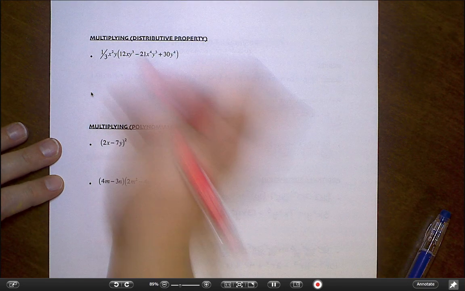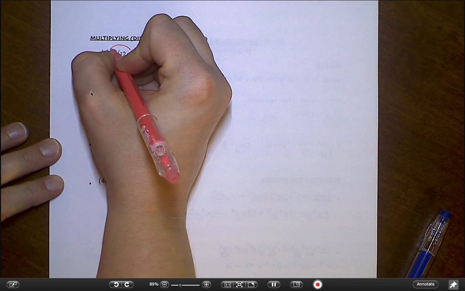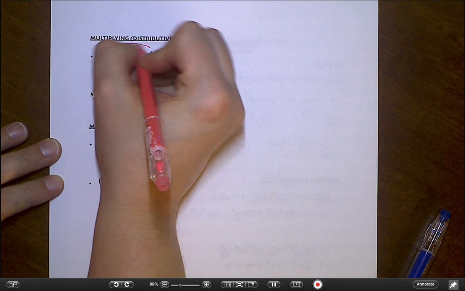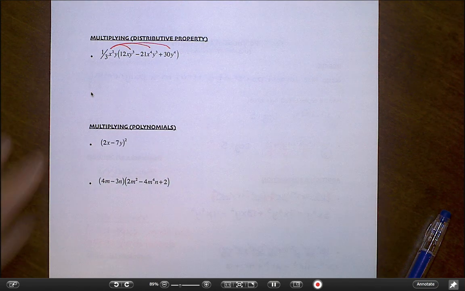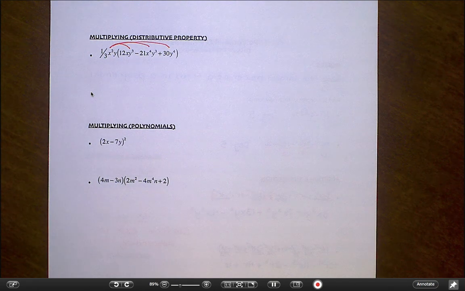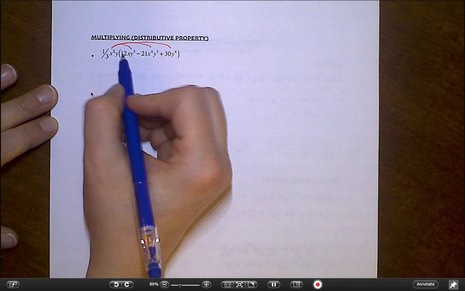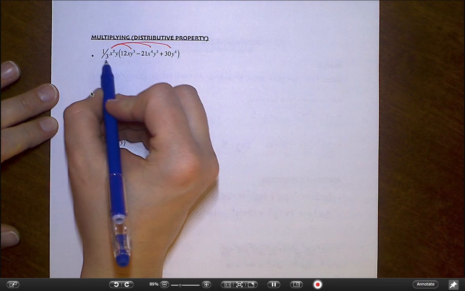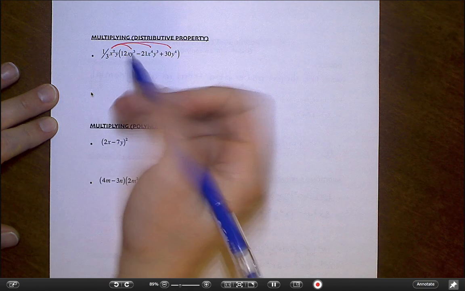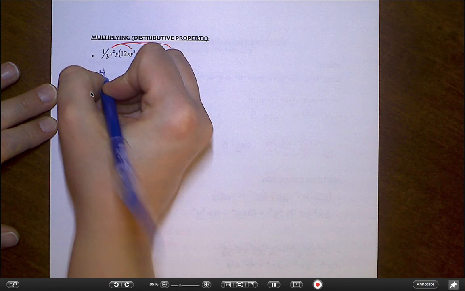I'm going to be taking this and multiplying it by this, and then I'm going to multiply it by this, and then I'm going to multiply it by this. And we're going to remember all of our rules for multiplication as we do that. So remember, the numbers are just following normal number rules. So I'm doing 1/3 times 12, which works out to be 4.